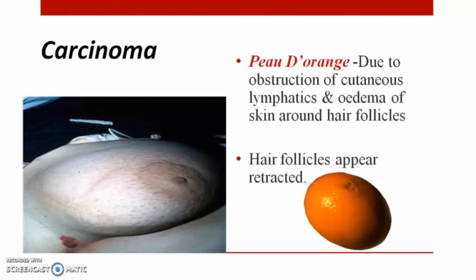Then another condition what you are seeing is peau d'orange, that is due to obstruction of the cutaneous lymphatics and edema of the skin around the hair follicles. It is a condition where cutaneous lymphatics will be obstructed, which will again cause edema in the skin, which is present around the hair follicles. So all the hair follicles seen in the mammary gland will get retracted, which will give an appearance like an orange. So we are calling that the peau d'orange condition.